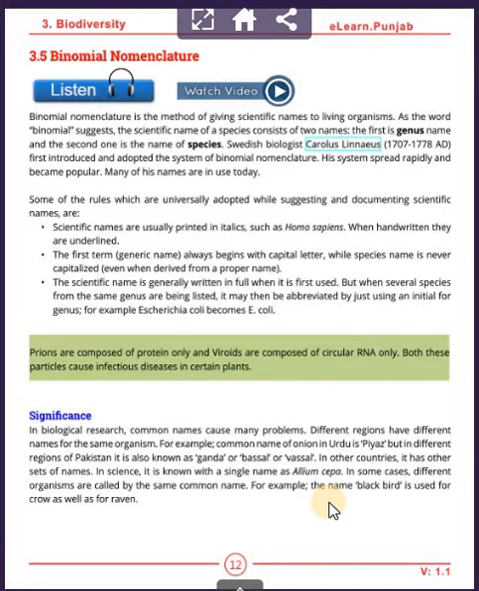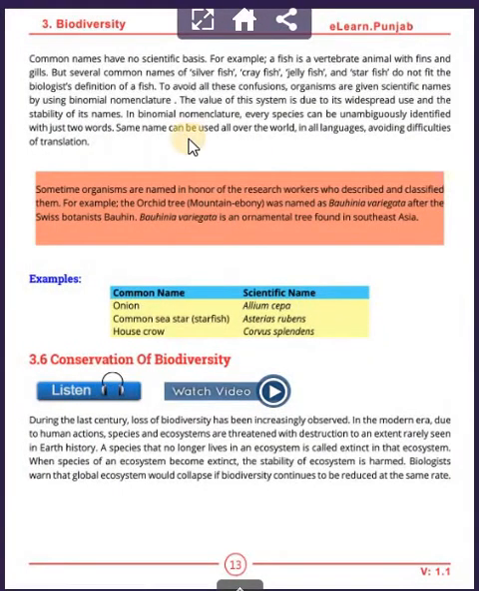And in this way it was easy for the researchers to understand about which organism we are talking. For example, the name blackbird is used for the crow as well as for the raven. Like the same name is being used for two different organisms. It was also creating problems. So a single scientific name was given to all the organisms, and it is universally accepted by all the scientists around the world. Common names have no scientific basis, and it is in this way the binomial nomenclature was introduced.